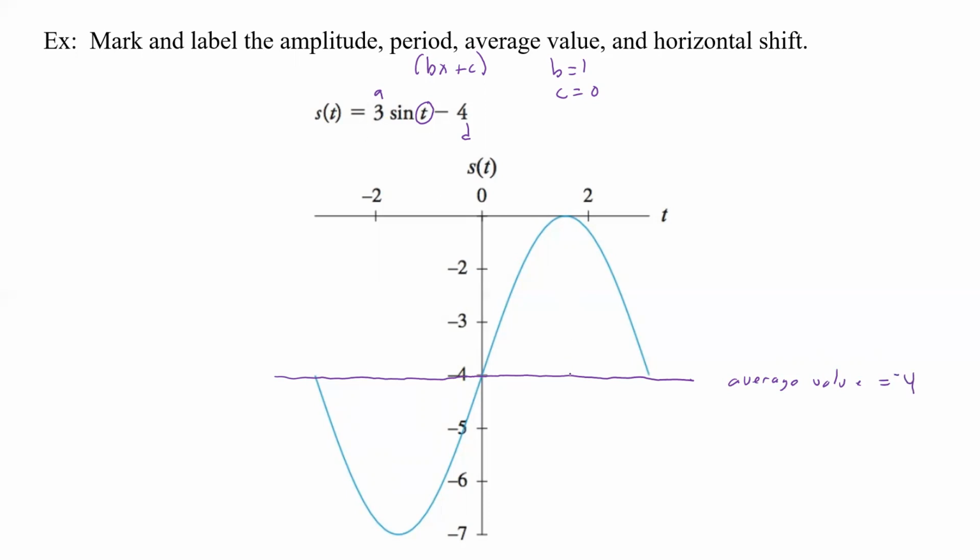Now it says a is equal to 3. Well, that should be from the average value to here, right? That should be our amplitude. Now, what is that? Well, it's -4 and 0, so that shows an amplitude of 4. And this says it's supposed to be an amplitude of 3.